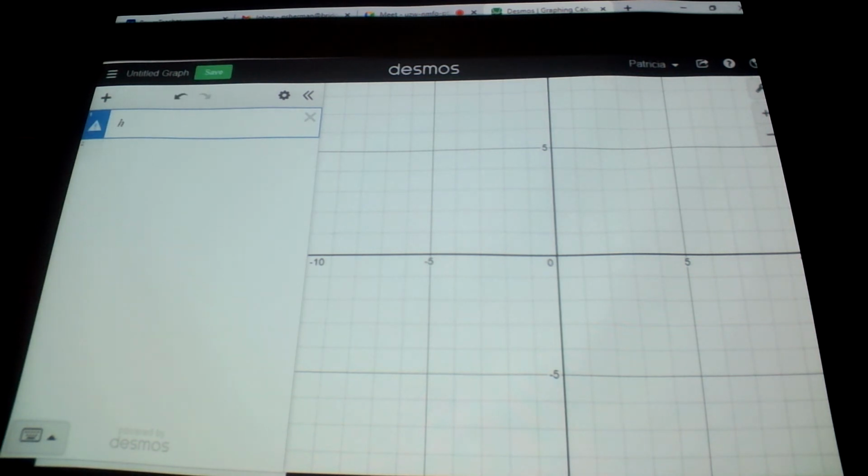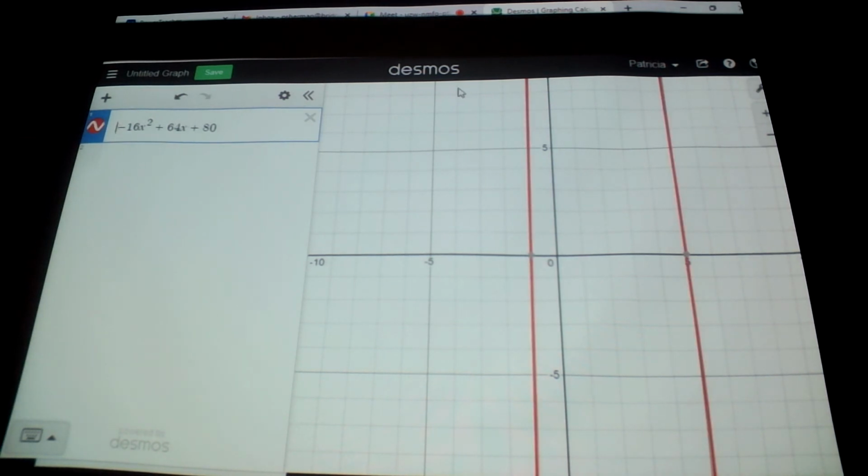H equals, or I guess I don't know anything for H. Negative 16 t squared plus 64 t plus 80. Actually, I probably need x and y here, so I'm going to put x, and I'm going to put y equals. Okay. So we have this.